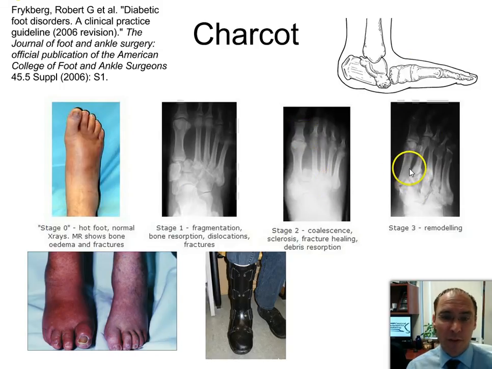And there's the phases. So you have stage 1, fragmentation, and bone resorption, dislocation, and fracture. That's where everything just kind of fractures. If you're walking in this stage or this stage, everything's going to break down. Afterwards, everything coalesces, everything heals. This can take a long time, and then the remodeling as it starts to heal in there. That can take up to 6 months.